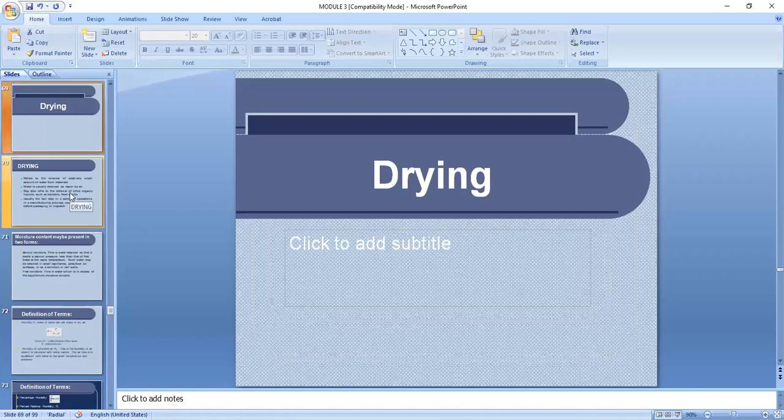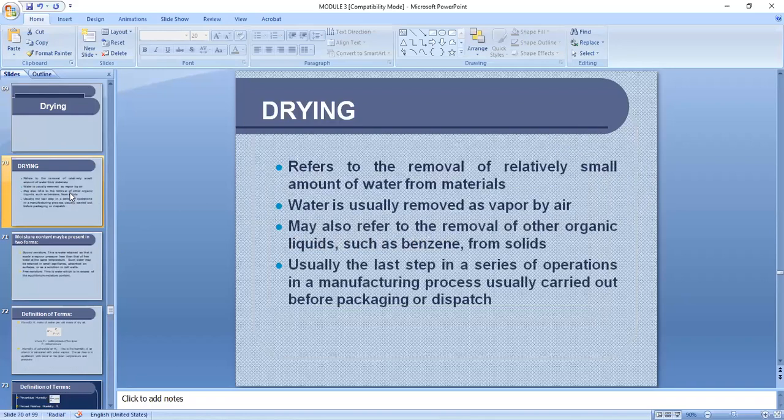So we're at the last topic of HMT, which is drying. This refers to the removal of a relatively small amount of water from the material, and water is usually removed as vapor, as gas, by air. So our drying medium is air. This may also refer to the removal of other organic liquids. So we're not only limiting it to the removal of solvents in the form of water vapor, but also benzene can be removed through drying from solids.